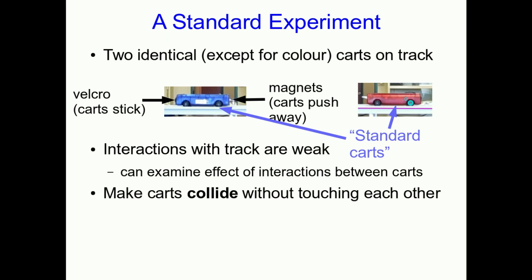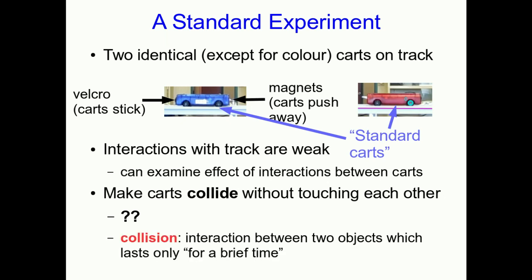And so now what we can do is we can make the carts collide without touching each other using the magnetic ends. Now you may think that sounds like a contradiction in terms. What the heck do you mean, Jeff? Collide without touching each other? Doesn't the word collision imply that they touch each other?